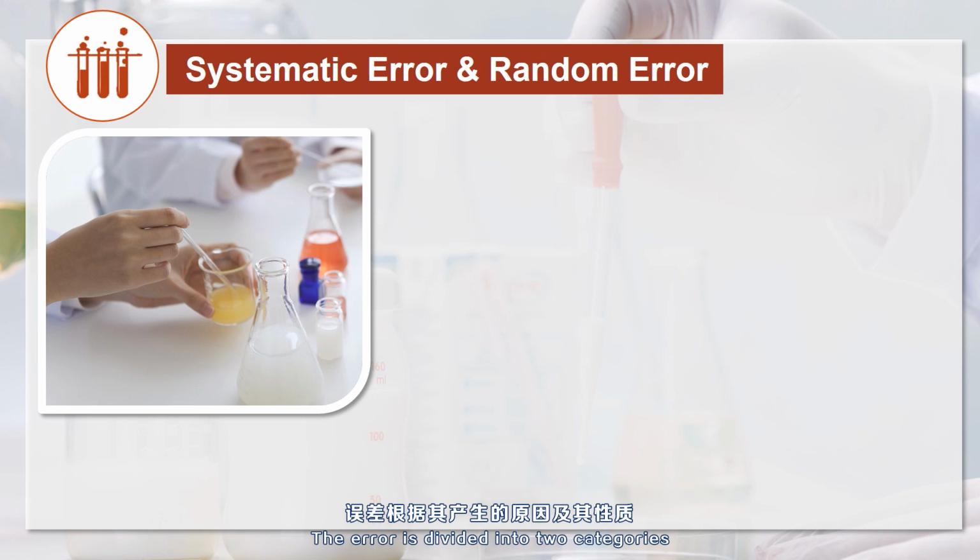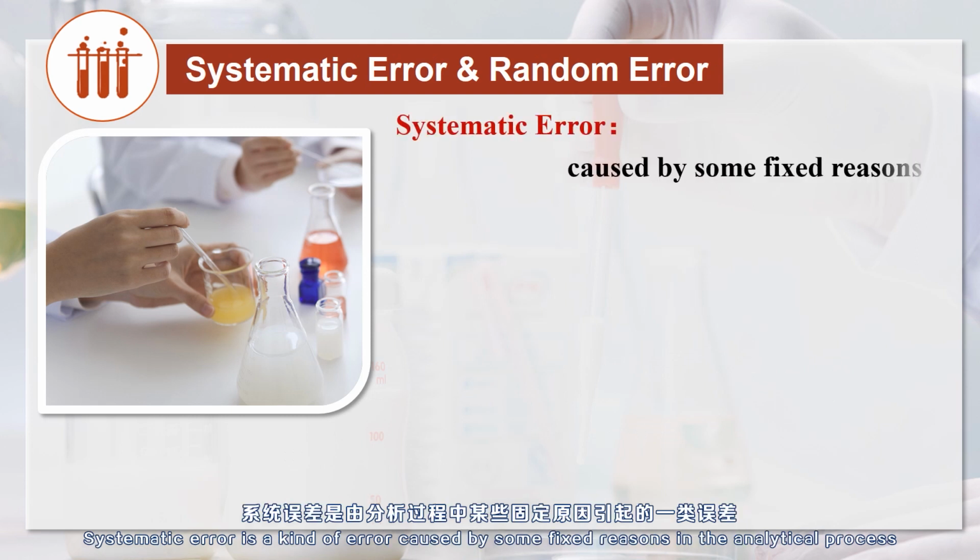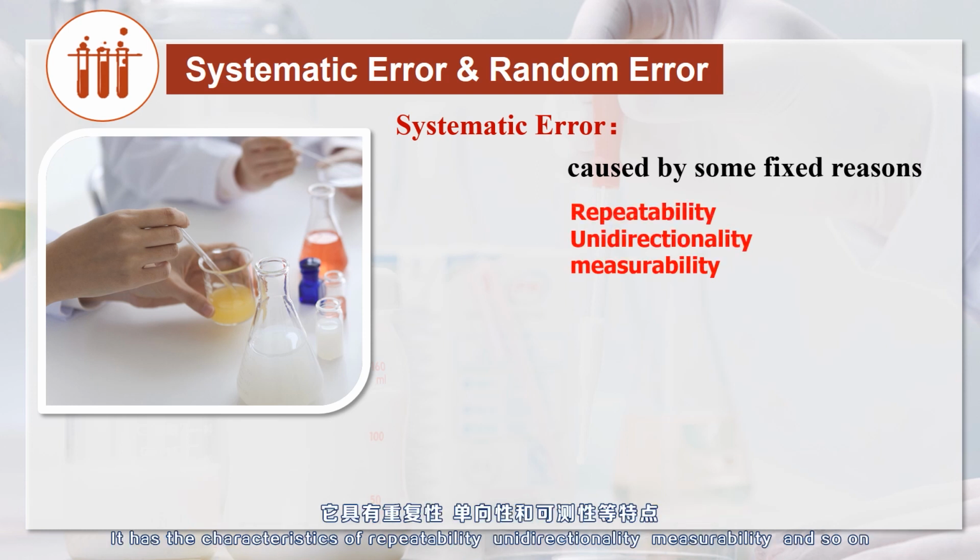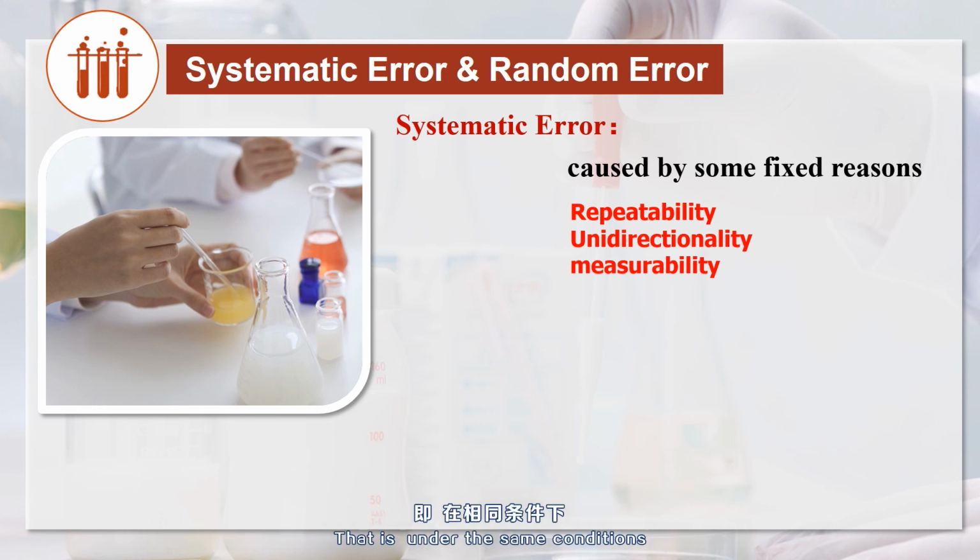The error is divided into 2 categories: systematic error and random error, according to their causes and properties. Systematic error is a kind of error caused by some fixed reasons in the analytical process. It has the characteristics of repeatability, unidirectionality, measurability, and so on. That is, under the same conditions, it will occur repeatedly in repeated determination, making the result systematically high or low, and its value also shows certain rule.